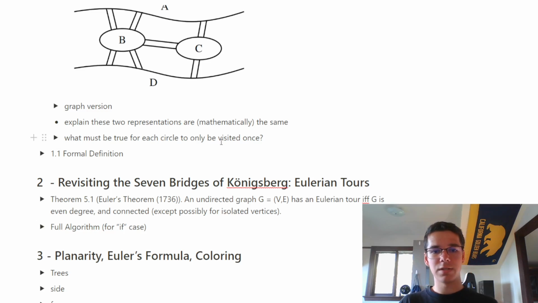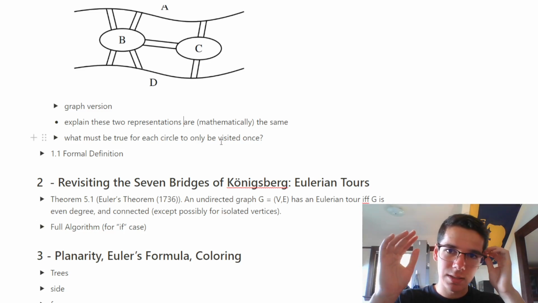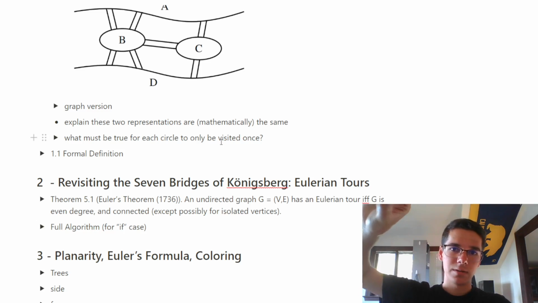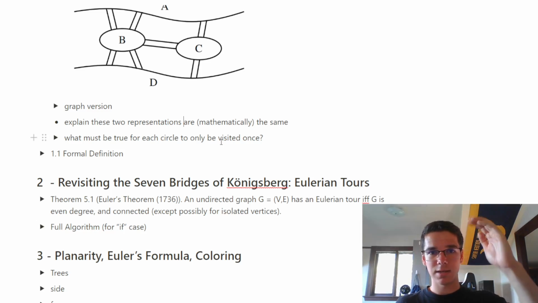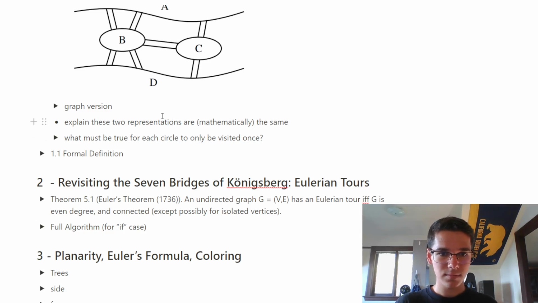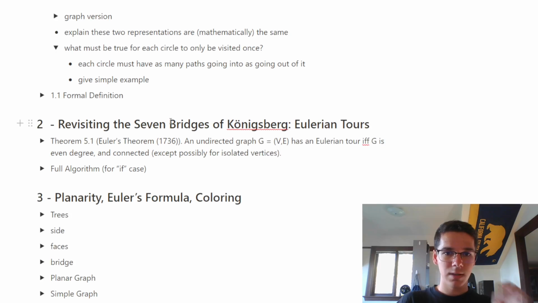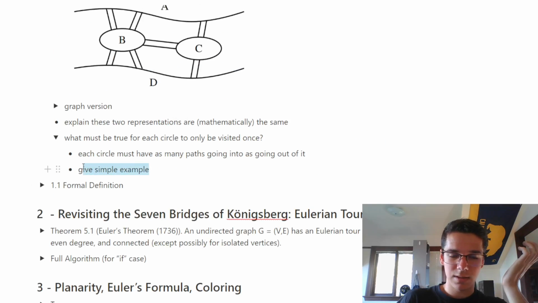And what must be true for each circle to only be visited once? In order for us to go once and not reuse edges, we're going to have as many paths going from one vertex to another, or one land to another, as there are paths going from that land back out to the other one. So as many in as out, essentially. To say that a little more succinctly, each circle in the graph must have as many paths going into it as going out of it. I think the idea is pretty straightforward.